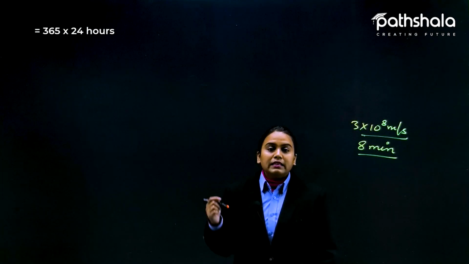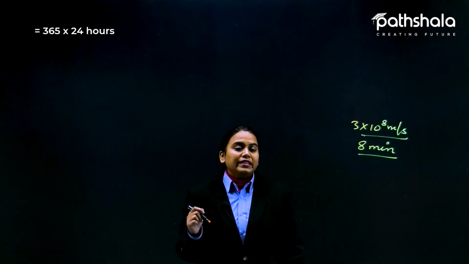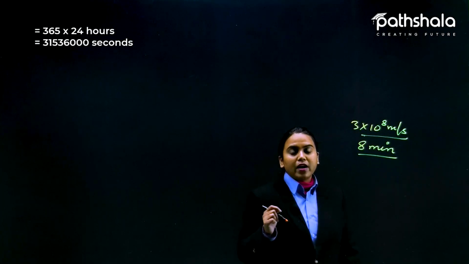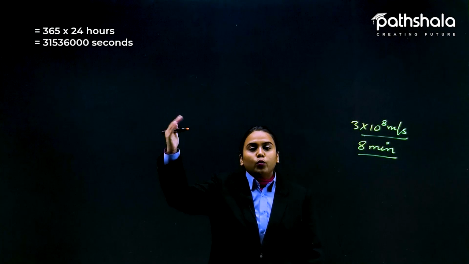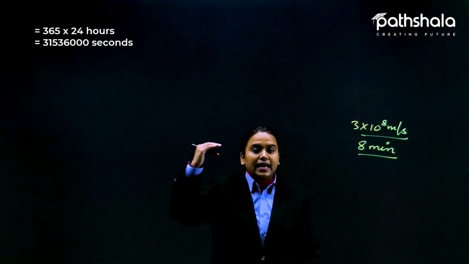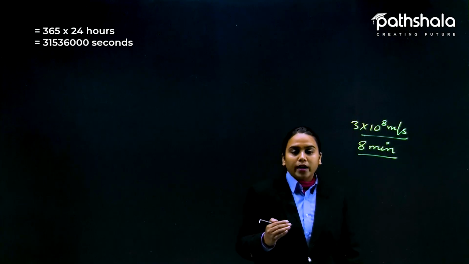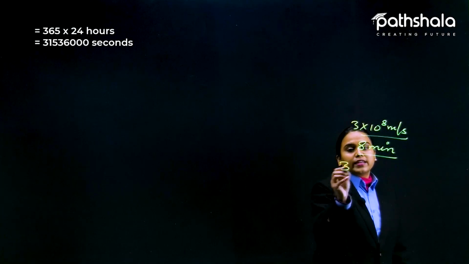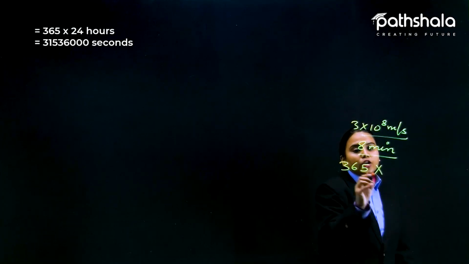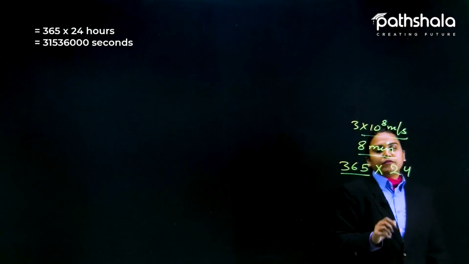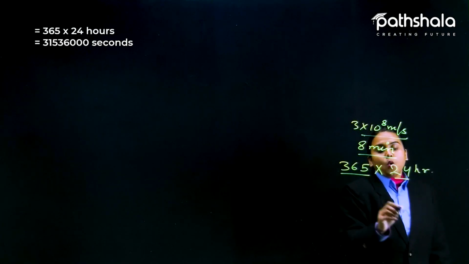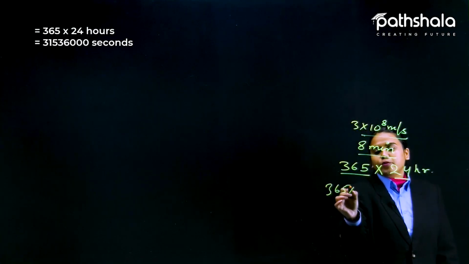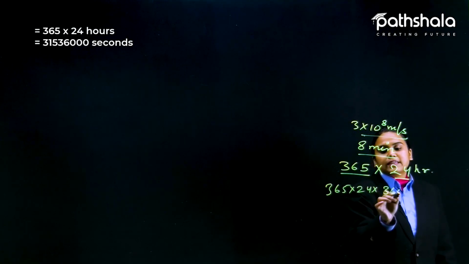So we convert 365 days into seconds. There are 24 hours in a single day, which gives us the seconds present in 1 year. The calculation is 365 days multiply by 24 hours, because in 1 day we have 24 hours, multiply by 3600 seconds.